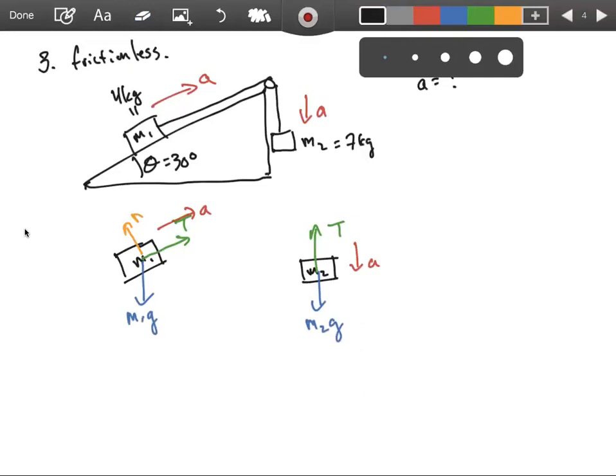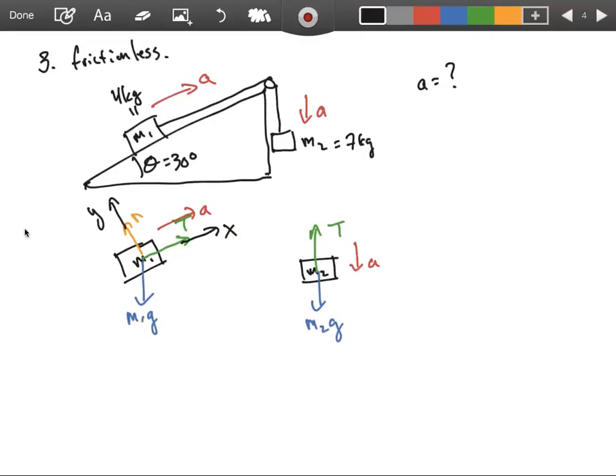So for M1, I'm going to choose my X up the plane, because again, that's the direction of my acceleration. Y then is going to be along the direction of a normal force, which means if I extend it downward, then the angle theta here is exactly equal to the angle of the plane. For M2, since it's accelerating downward, I'm going to take my positive Y direction to be downward.